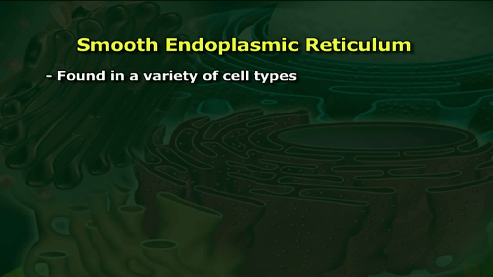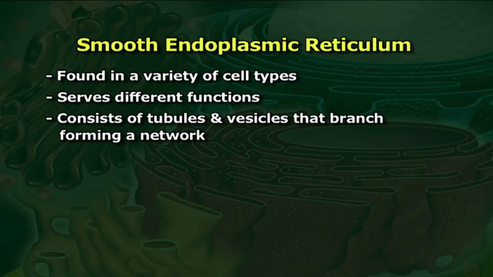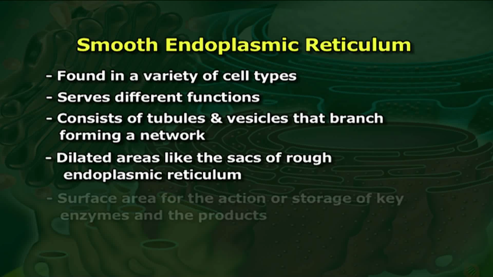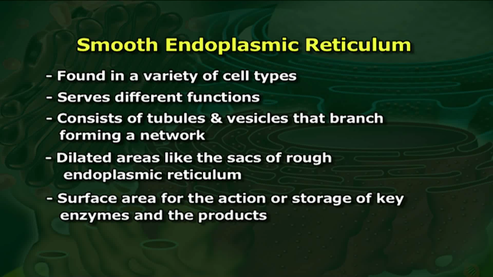It is found in a variety of cell types and serves different functions in each. It consists of tubules and vesicles that branch, forming a network. In some cells, there are dilated areas like the sacs of rough endoplasmic reticulum. The network of smooth endoplasmic reticulum allows increased surface area for the action or storage of key enzymes and the products of these enzymes.